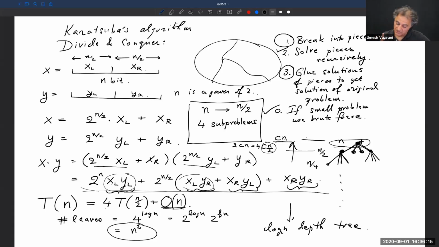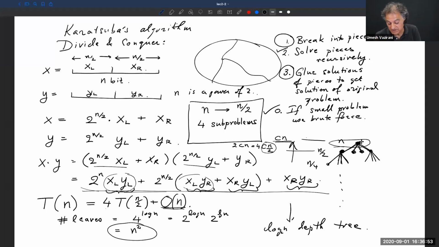Okay. So let me try to correct something before we go on. They're not n leaves; they are n squared leaves. Okay. For each of the leaves, you do only a constant amount of work, right? So it's a tree of depth log n, but it's not a binary tree. Right? It has a branching factor of 4, not of 2. So when you have a branching factor of 4 and it's a depth log n tree, you'll get n squared leaves. Okay?